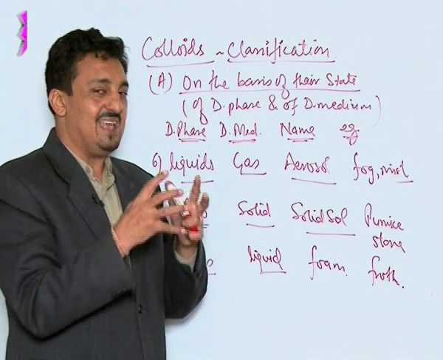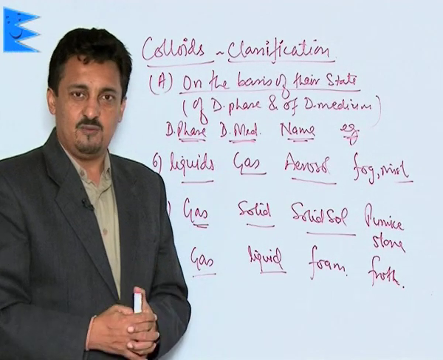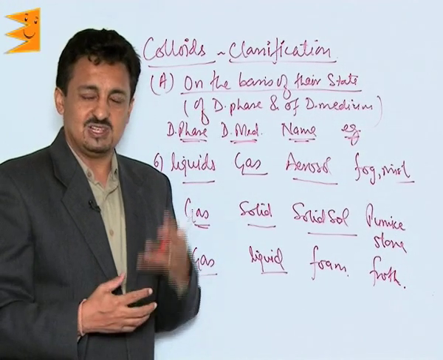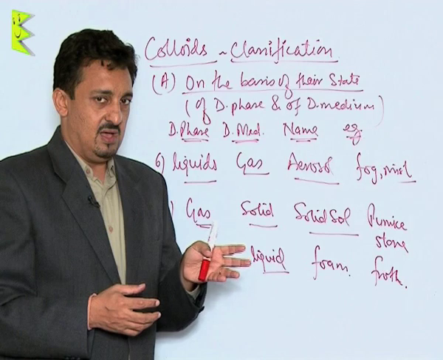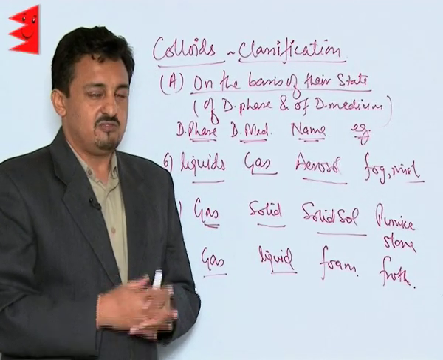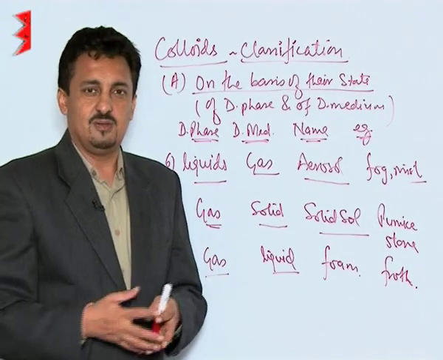So these are the basic eight types of colloids we have on the basis of their state, in which we normally have in our syllabus the simple sols, and the other examples are the emulsions, which we'll be doing in detail later on.